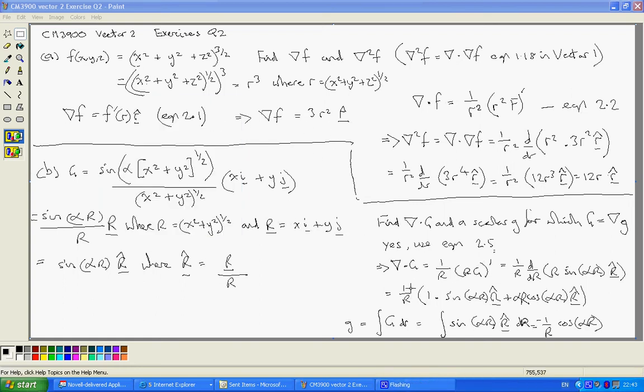This is CM3900, exercise question 2 in the document vector 2, and I've just written out the answers here, and I'll just give a bit of description of the main points to pick up on.